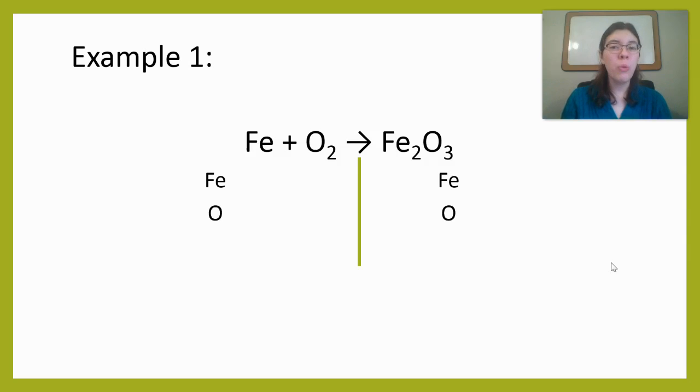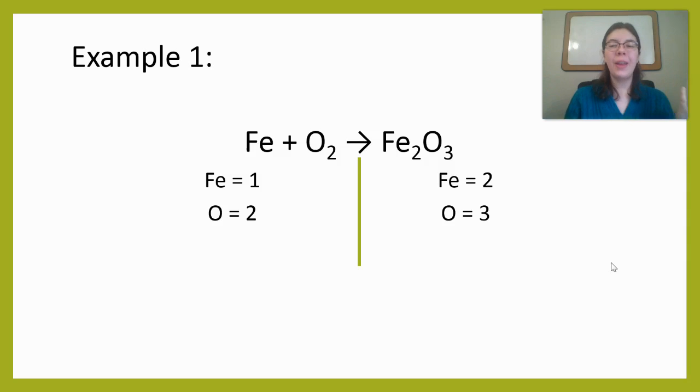So for iron, I have one of those because I have no coefficients and no subscripts, so I know I'm going to have one. For my oxygen, I have a subscript of 2, so there's 2 of those. For my product side, for my iron, I have a subscript of 2, so I have 2 iron. And then for oxygen, I have 3 of those.